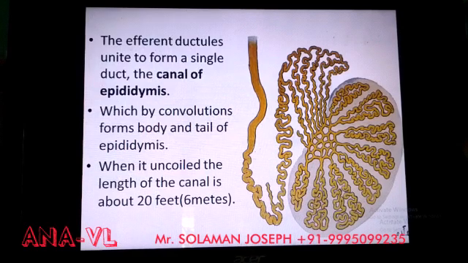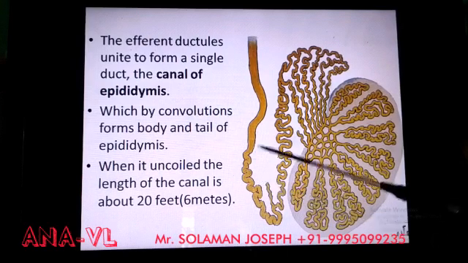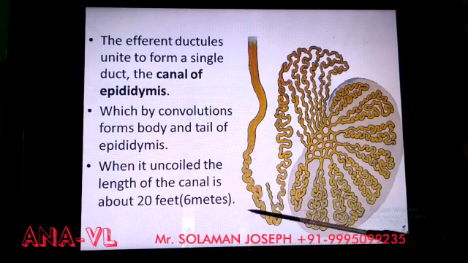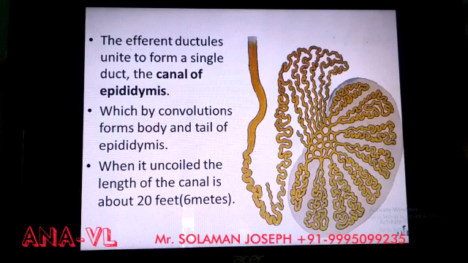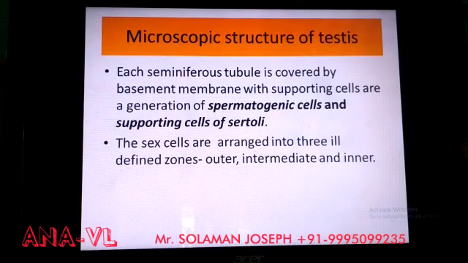Then the efferent ductules unite to form a single duct, contained in the body of the epididymis. That portion is called the canal of the epididymis, which by convolutions forms the body and tail of the epididymis. When uncoiled, it has a length of 20 feet, that means a 6 meter long structure. The convoluted canal of the epididymis is around 20 feet long when uncoiled.